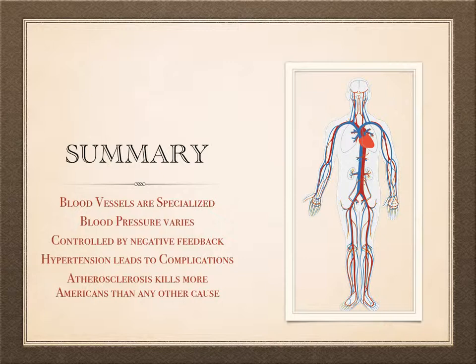Blood pressure is controlled by a negative feedback system that is affecting both the arteries and veins as well as the heart, and that tends to maintain blood pressure in a normal range. This system of blood vessels is affected by two really important conditions: hypertension, which can lead to very serious long-term complications, and atherosclerosis, which directly kills more Americans than any other cause of disease.